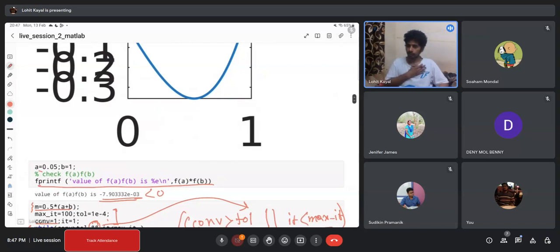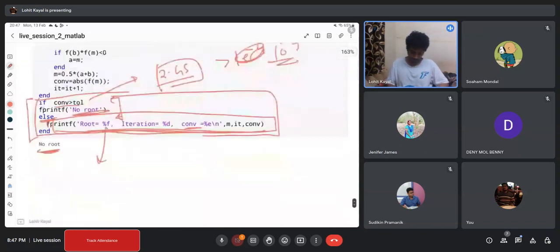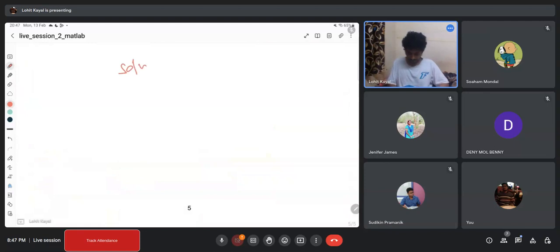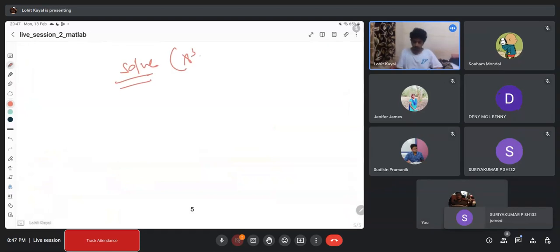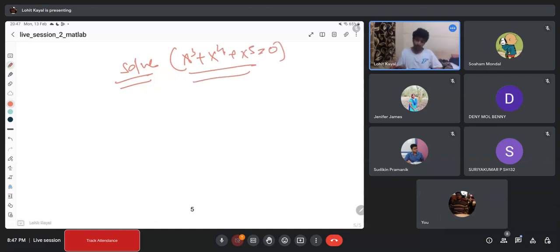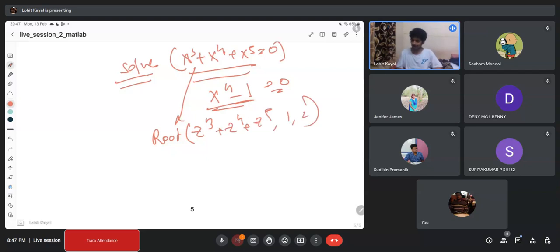I will share both the documents with you. Now coming to Soham's question about solve: solve x cube minus something plus x to the power 4 plus x to the power 5 equal to 0, this kind of thing. Why doesn't it work? In the example you showed, if x to the power 4 minus 1 equal to 0, Matlab works very well if I use solve. Suppose it doesn't work for this, it will show you some root, then something in terms of z cube plus z to the power 4 plus z to the power 5, comma 1, comma 2, something like that.